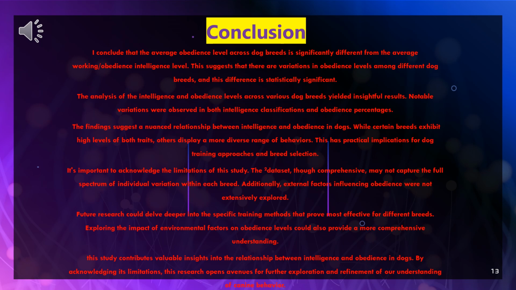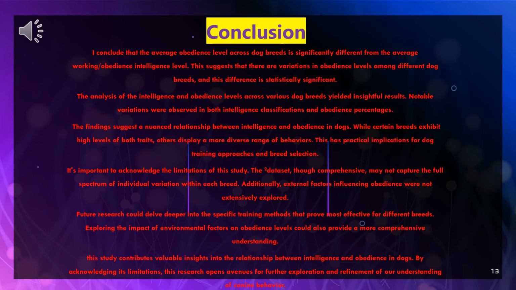The conclusion. I conclude that the average obedience level across dog breeds is significantly different from the average working obedience intelligence level. This suggests that there are variations in obedience levels among different dog breeds, and this difference is statistically significant. The analysis of the intelligence and obedience levels across various dog breeds yielded insightful results. Notable variations were observed in both intelligence classifications and obedience percentages. The findings suggest a nuanced relationship between intelligence and obedience in dogs. While certain breeds exhibit high levels of both traits, others display a more diverse range of behaviors, and this has practical implications for dog training approaches and breed selection.